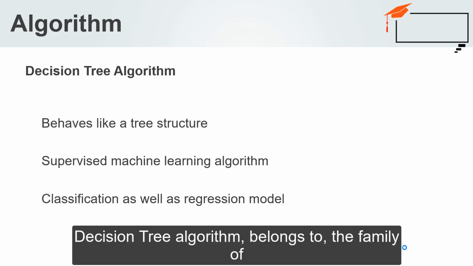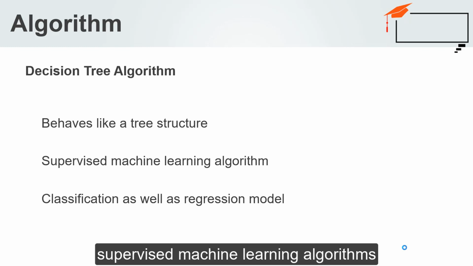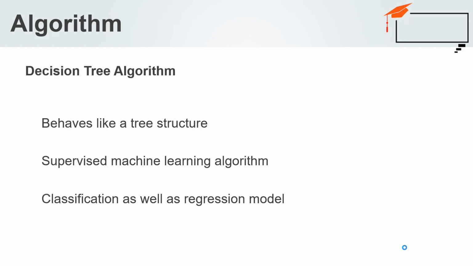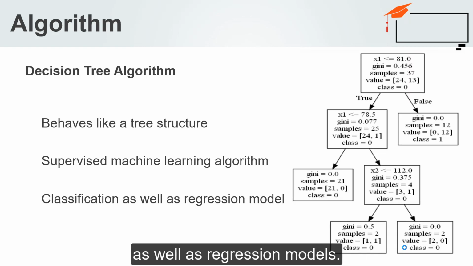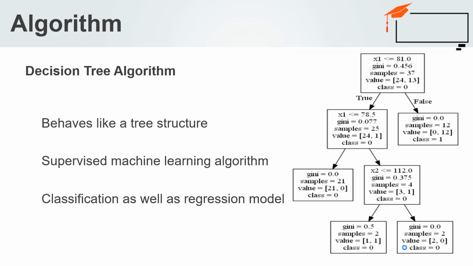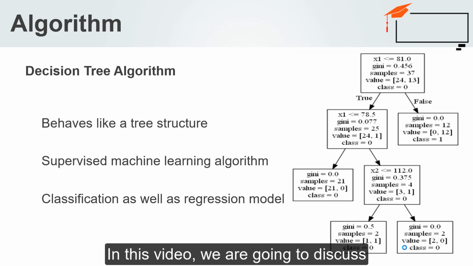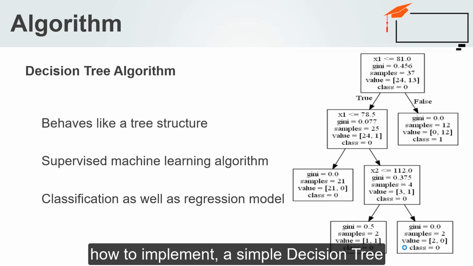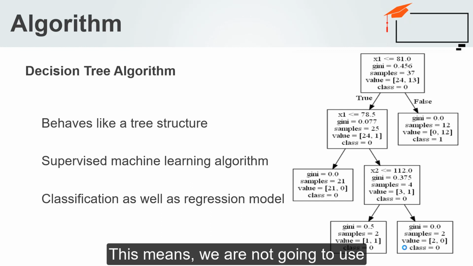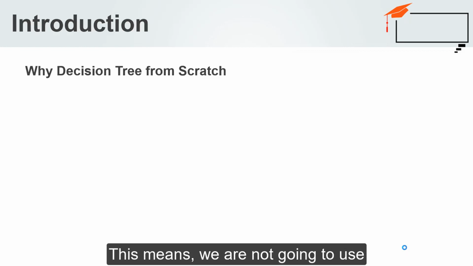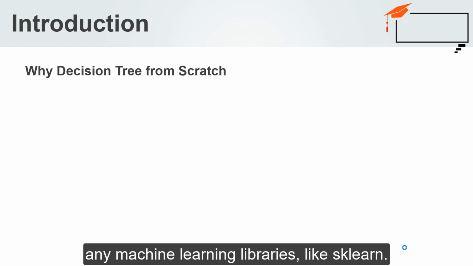Decision tree algorithm belongs to the family of supervised machine learning algorithm. It can be used to build classification as well as regression models. In this article, we are going to discuss how to implement a simple decision tree from scratch in Python. This means we are not going to use any machine learning libraries like sklearn.